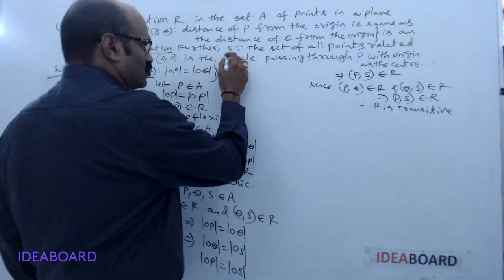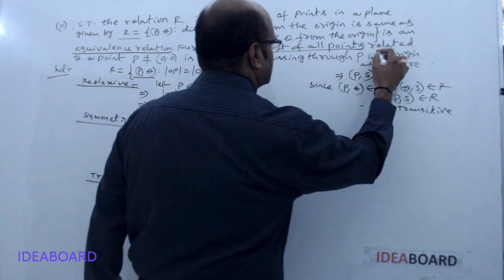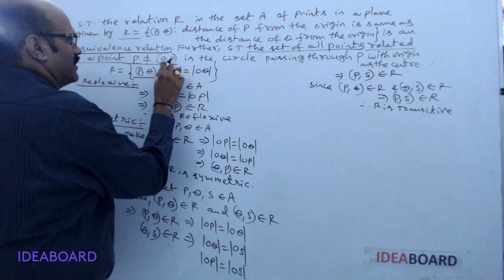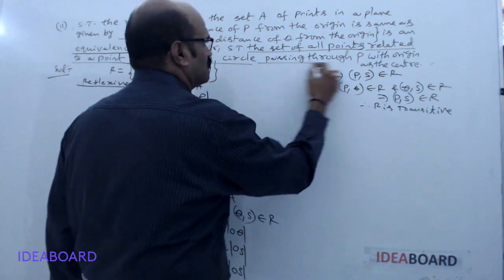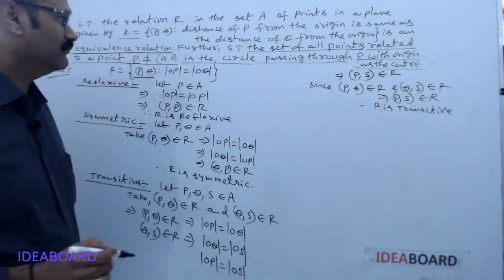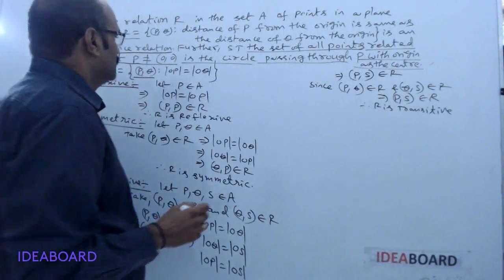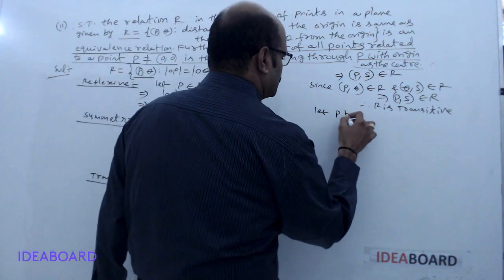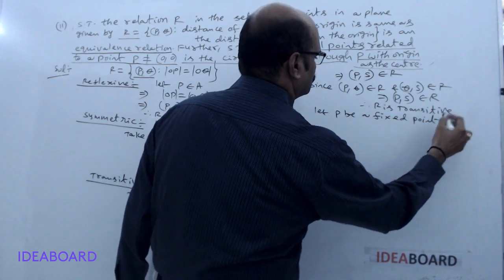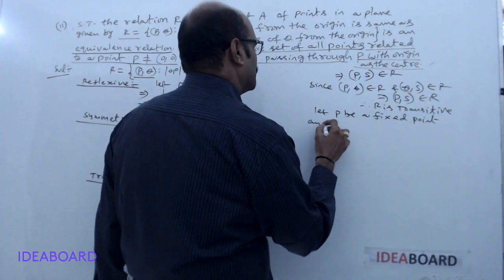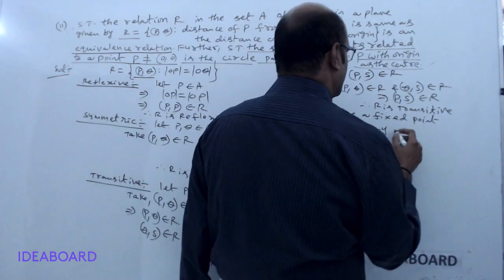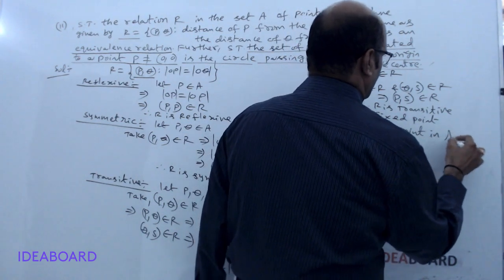Now, further show that the set of all points related to a point P not equal to (0, 0) is the circle passing through P with the origin as the center. Here, let P be the fixed point and Q be any point in A.